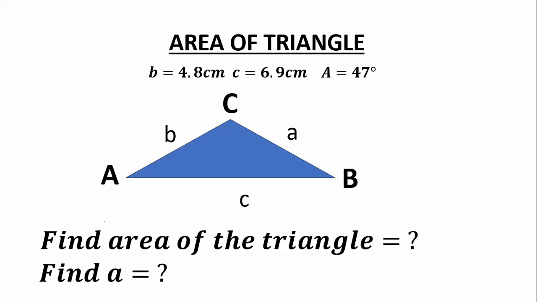This video is all about finding the area of a triangle. If side B is given as 4.8 centimeters, side C is given as 6.9 centimeters, and angle A is given as 47 degrees, find the area of the triangle and also find side A. So now let's begin.